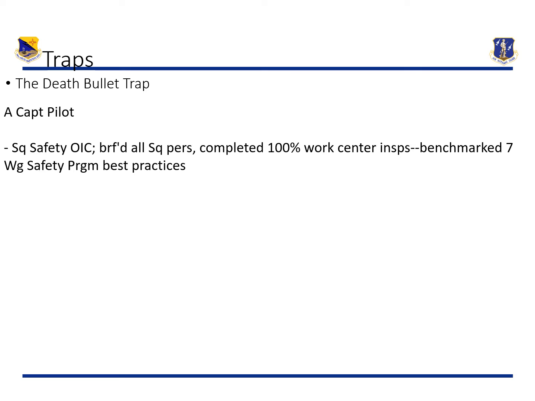All right, our next one, the death trap bullet. Man, this one, I see the result on this one. It looks extraordinary. I mean, benchmarking 7 wing safety program best practice. That really caught my attention off the bat. But what's going on at the beginning of this bullet? Let's see. Squadron Safety OIC. Okay, duty title. Oh boy, we're falling again for that.